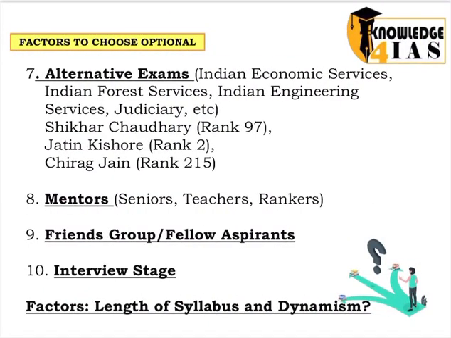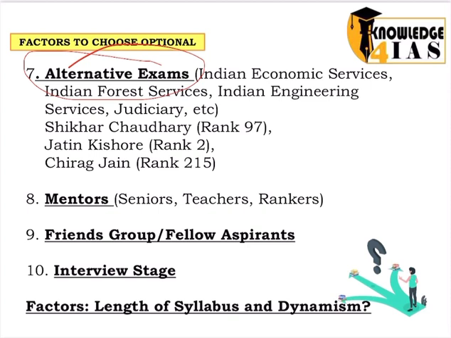Then the seventh factor will be alternative examinations. There are many people who prepare for some examination along with UPSC. They target 2 to 3 examinations at the same time. For example, let us take the example of Jatin Kishore, rank 2 of this year. Jatin Kishore has cracked 2 examinations, that is Indian Economic Service and Indian Civil Services.